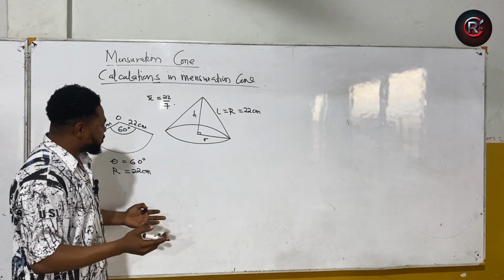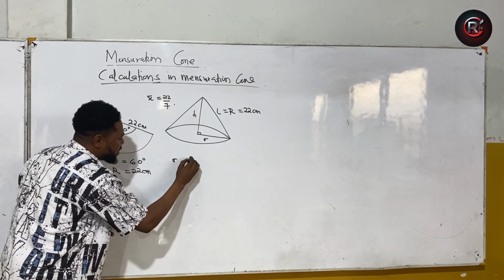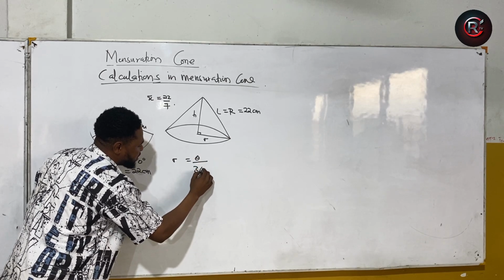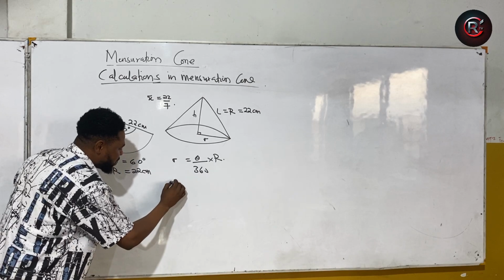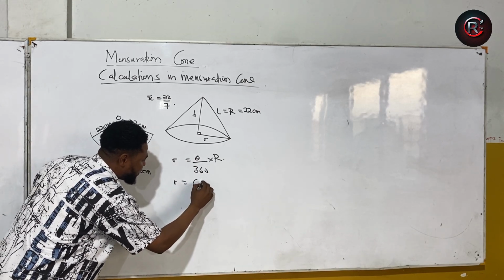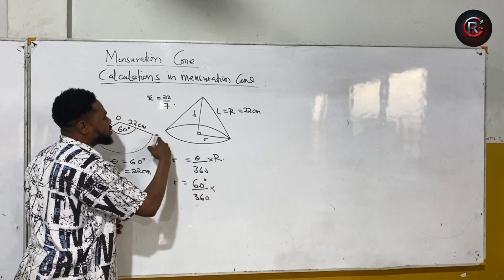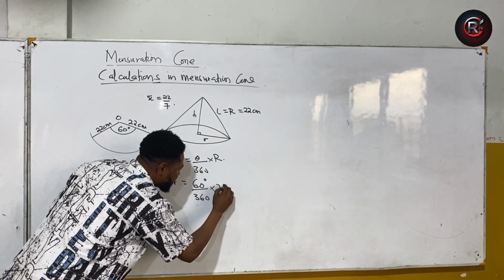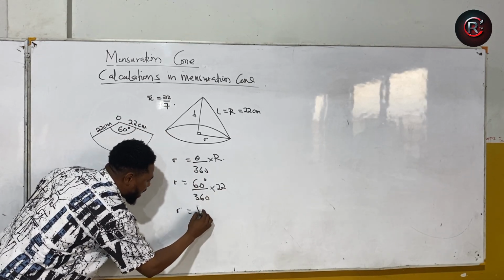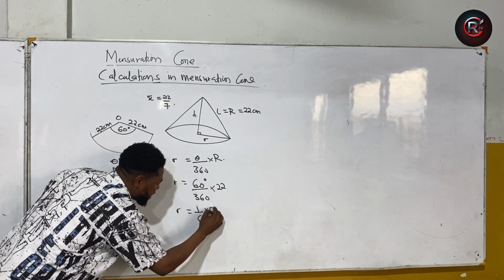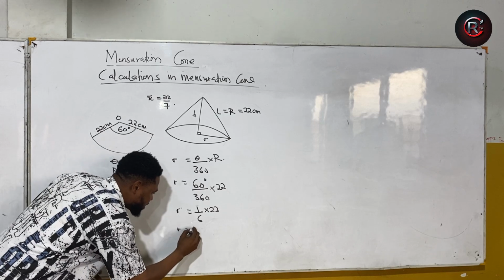So what we can do is simple. How to find the base radius? We learned that the base radius of the cone, r, is equal to theta over 360 times big R. The angle is 60 degrees, so we have 60 over 360 times the radius of the sector, which is equal to the slant height of the cone. When we break this down, we have 1 over 6 multiplying 22.